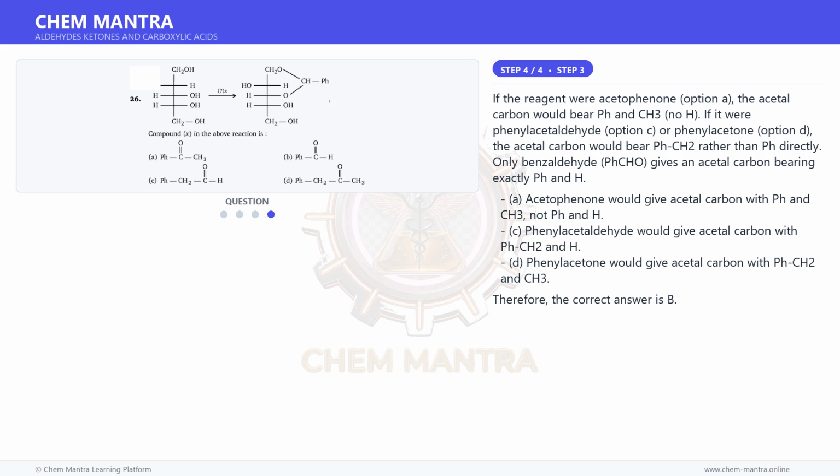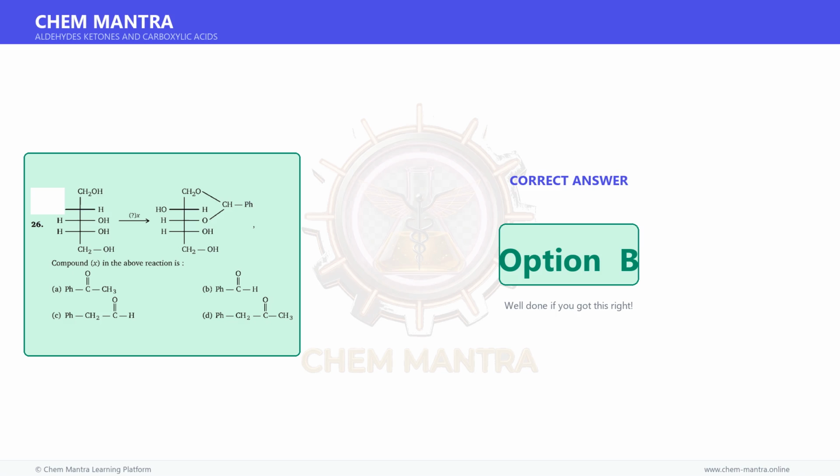A. Acetophenone would give an acetal carbon with Ph and CH3, not Ph and H. C. Phenylacetaldehyde would give an acetal carbon with Ph, CH2 and H. D. Phenylacetone would give an acetal carbon with Ph, CH2 and CH3. Therefore, the correct answer is B. Therefore, the correct answer is option B.